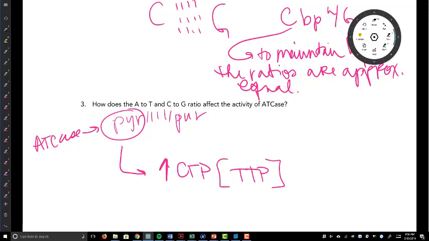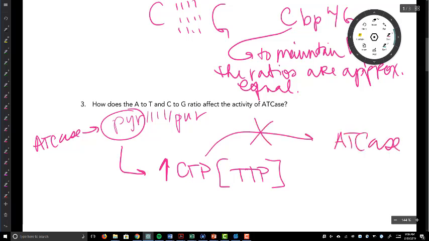And so that's why CTP goes back and inhibits ATCase, because it says, whoa, we have so many pyrimidines that we've run out of purines to match with them. So you need to hold your horses, slow down, and let the cell catch up to the level of pyrimidines that are there. You need to let the biosynthetic pathways for the purines catch up with that for the pyrimidines.